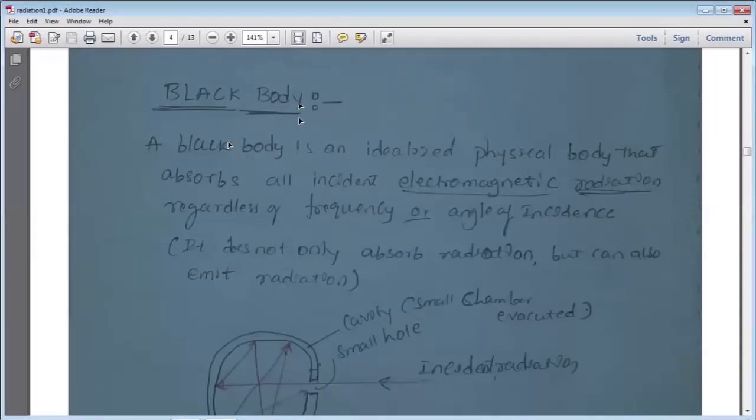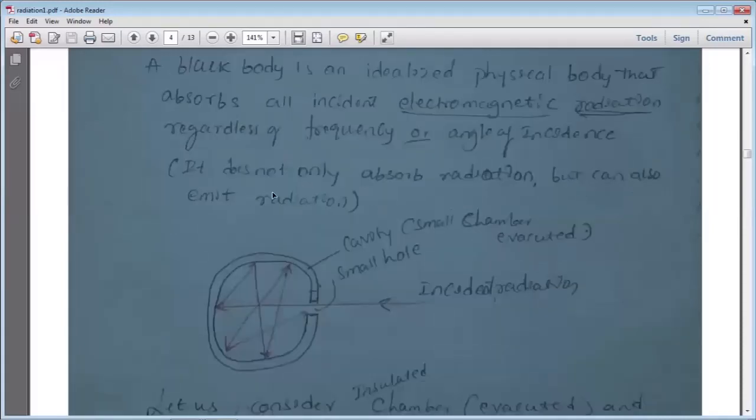Understand? A black body is idealized, which means a perfect definition. But it does not only absorb radiation, it can also emit radiation. Understand? It can emit radiations also. So a black body is an idealized physical body that absorbs all incident electromagnetic radiation regardless of frequency or angle of incidence. That is called a black body.